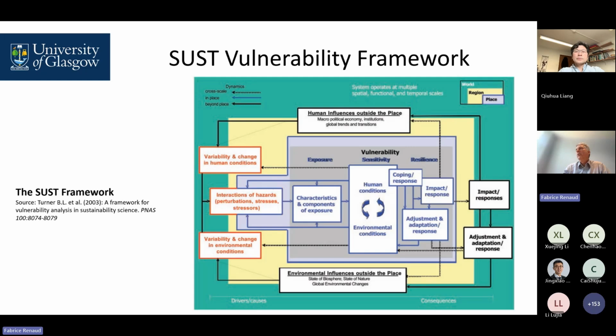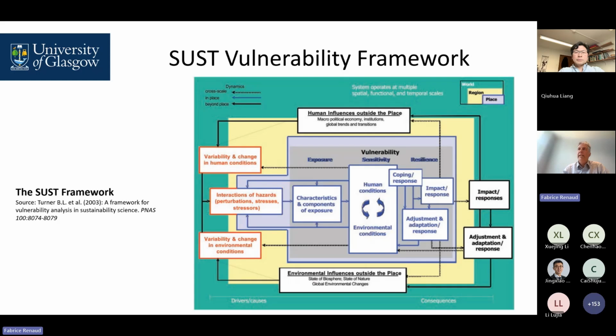And you can see that in many of the components, you consider both the human and the environmental conditions, also in the exposure and also in some of the components of the resilience, not only in the sensitivity. So this interaction between human and environmental systems has been recognized for a long time in terms of characterizing the vulnerability and ultimately the risks of systems that are affected by natural hazards.